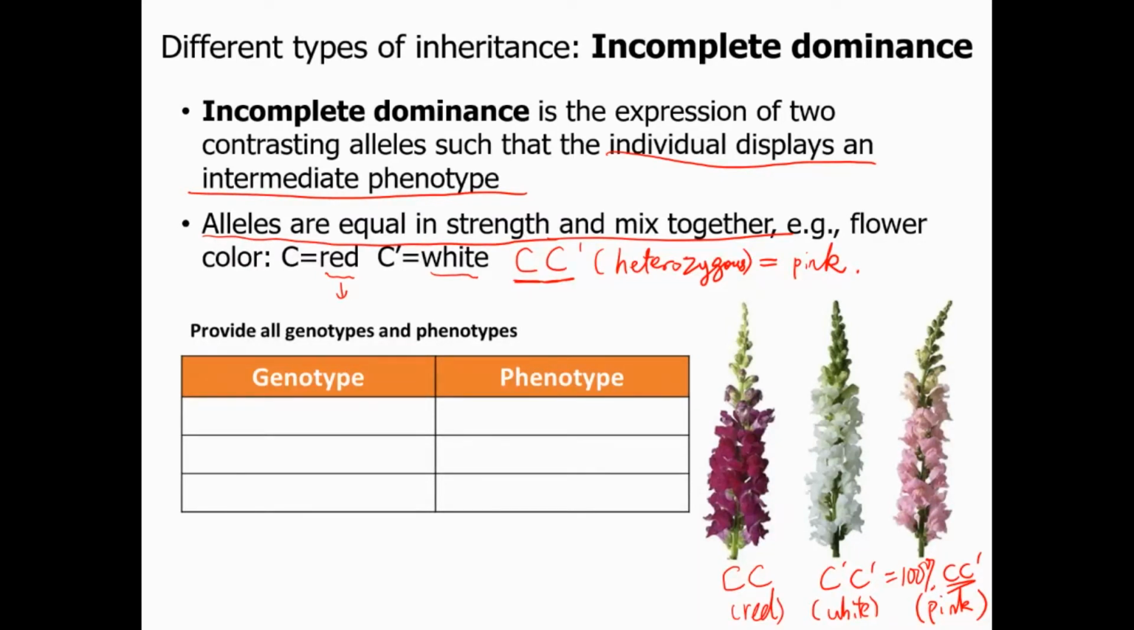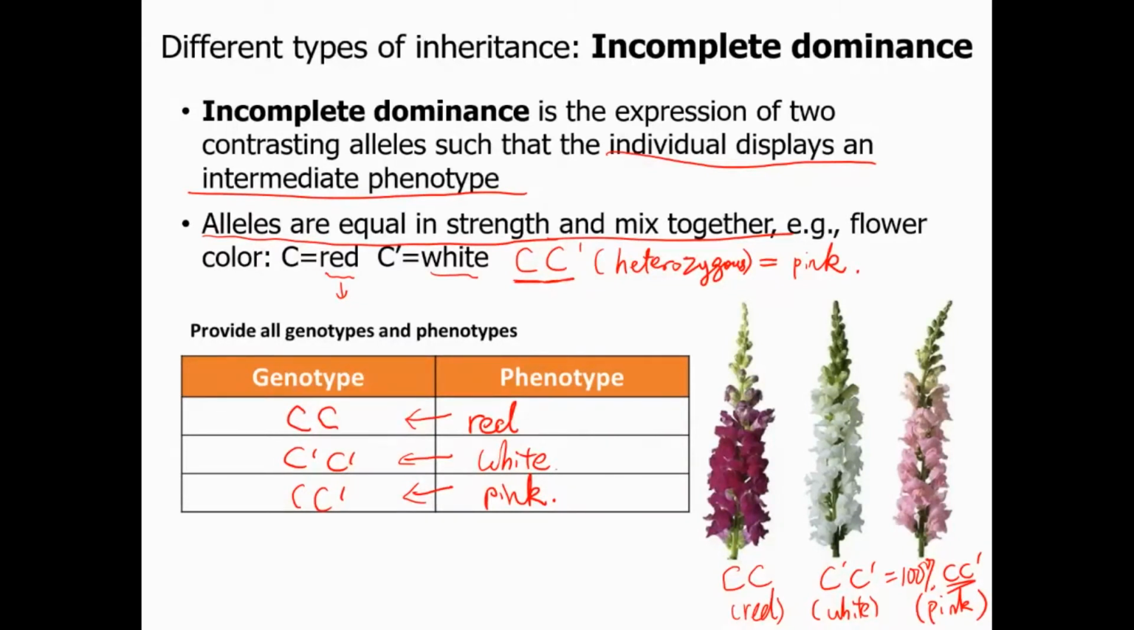Okay, so again, genotype, I put a table here to kind of help you figure out what the genotype and phenotype is. So we have, if CC, red, right? C prime, that's white. And CC prime is pink, right? Now, in this case, in incomplete dominance, there are a lot of hints there. So if I don't give you the genotype, if I just give you the phenotype, you should be able to figure out what the genotype is, because there's only one possibility. See, for each phenotype, there's only one possible genotype.